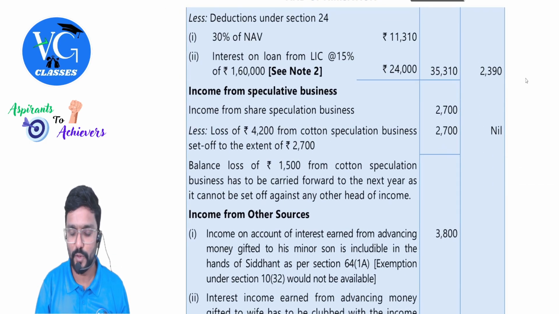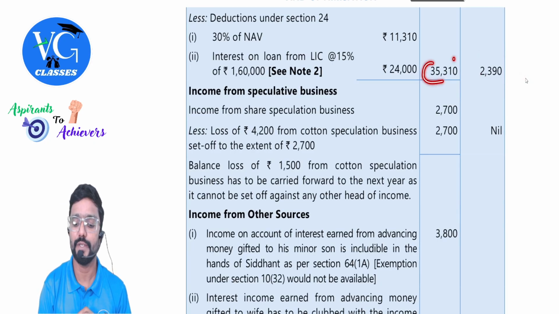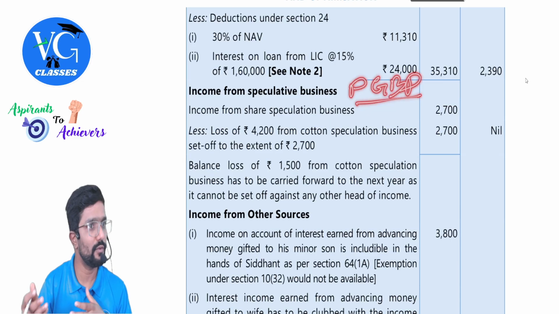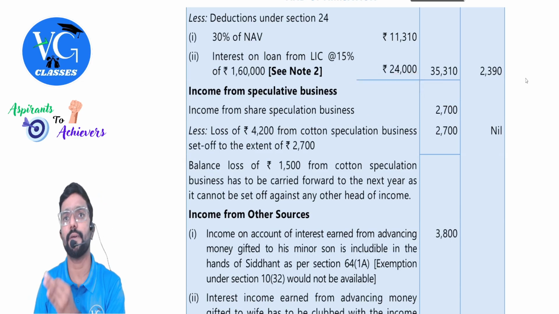Yes. So income from house property is coming to 2,390 after reducing all the steps. Then income under the head PGBP. This is the PGBP head. Better give the heading as PGBP, don't use the short form, write the full form: Profits and gains of business or profession.